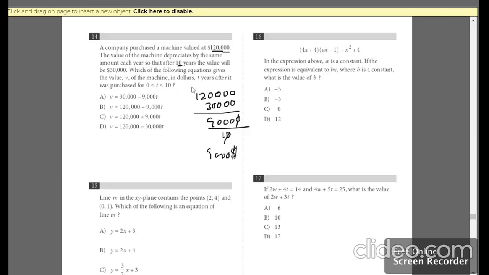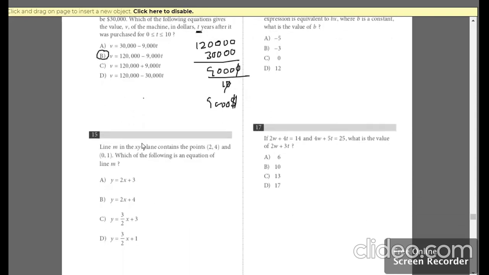So it means that is denoted by T. So the total value is 120, and option B is the correct one. Moving on to question number 15.